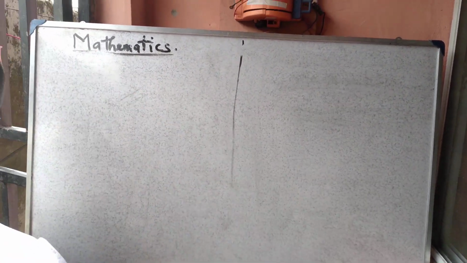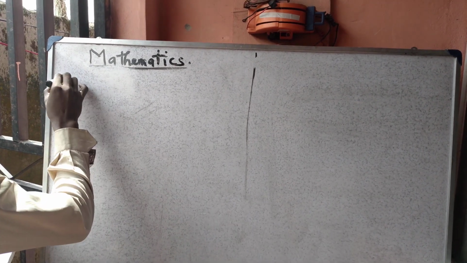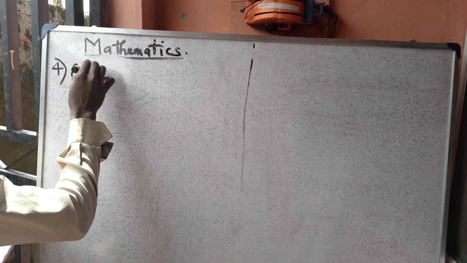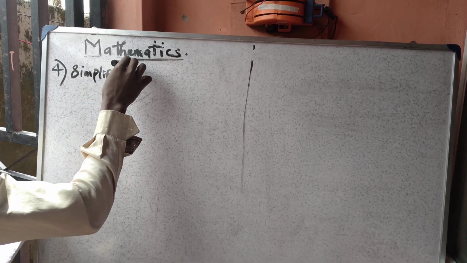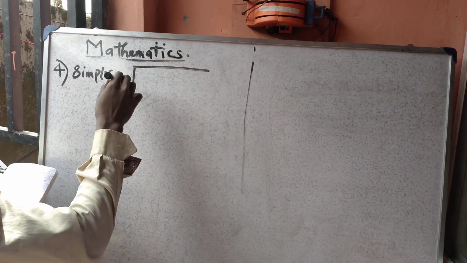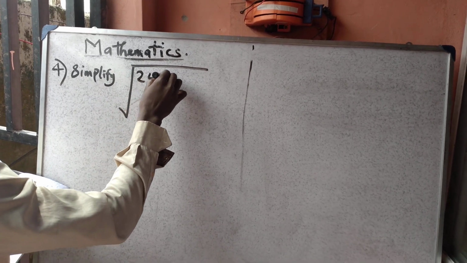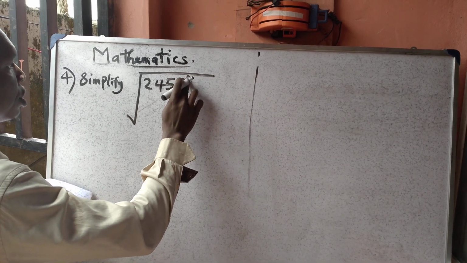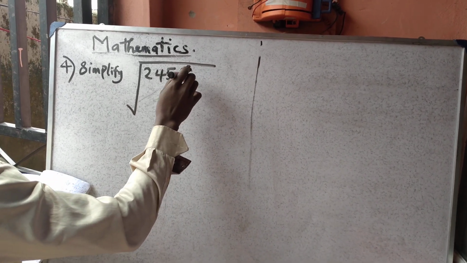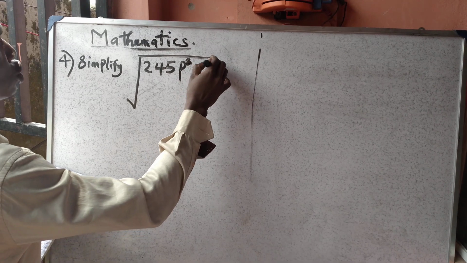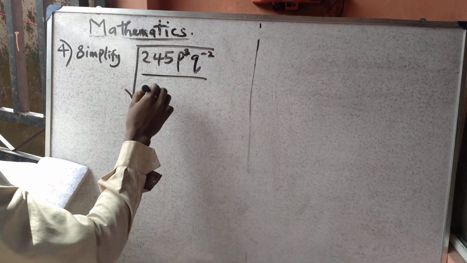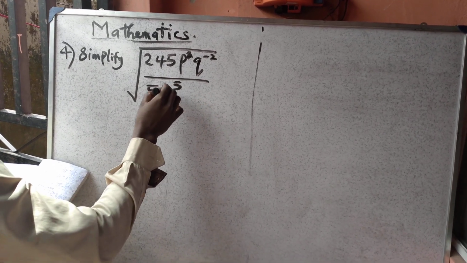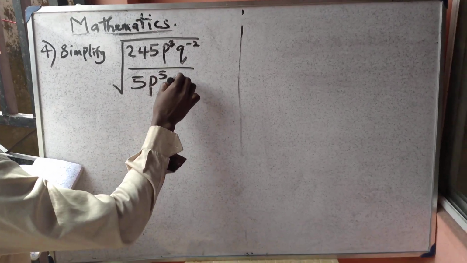Alright, let's look at this question. Question number 4. It says simplify the square root of 245 p raised to power 3 q raised to power minus 2 over 5p raised to power 5 q raised to power minus 6.